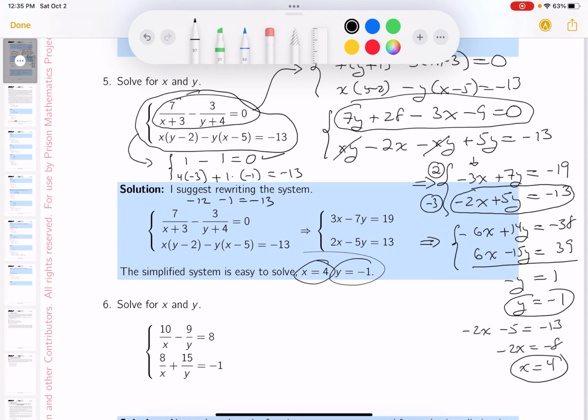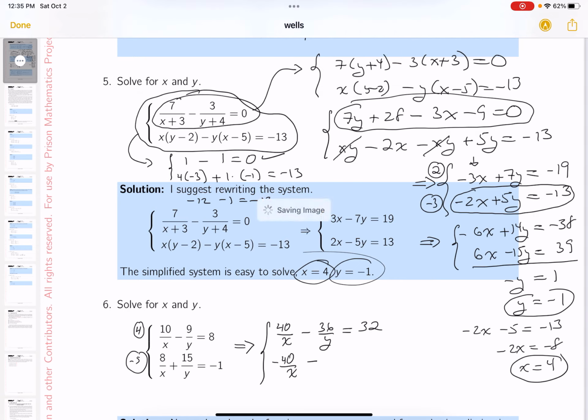So I'm going to multiply the top equation by 4, and I'm going to multiply the bottom equation by minus 5. And let's see what happens there. And again, it could be another dead end. So what do you get over here? You're going to get 40 over x minus 36 over y, and I'm multiplying by 4. This would be 32. Multiplying the equation by minus 5, that would be minus 40 over x minus, what's going to be 5 times 15, so minus 75.